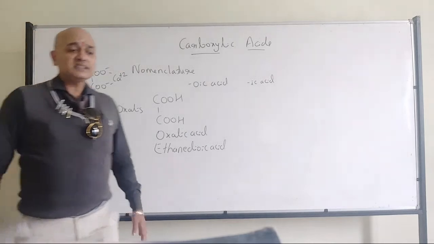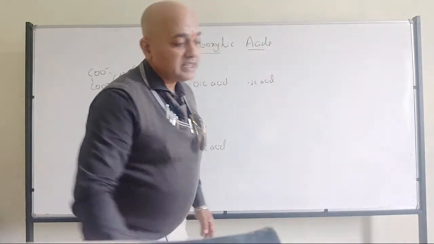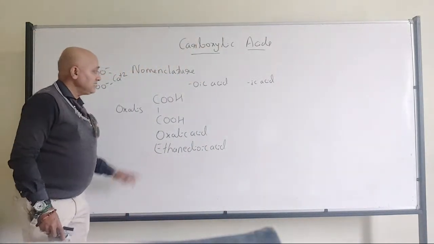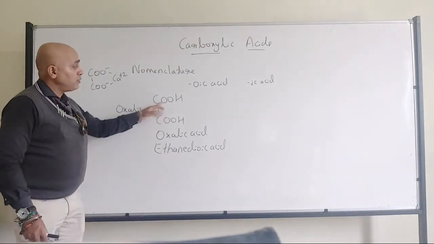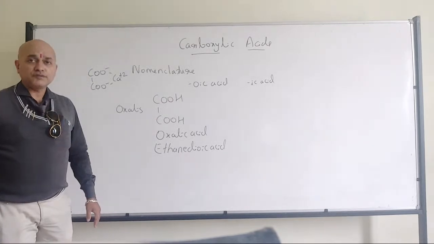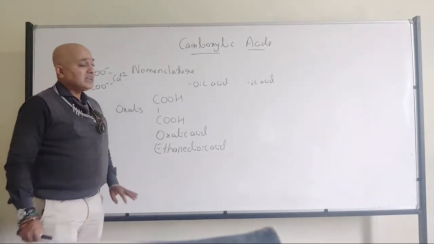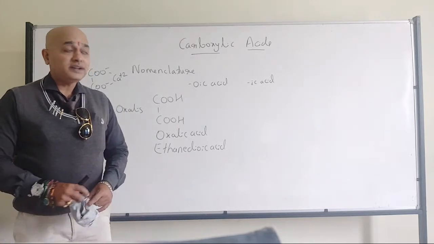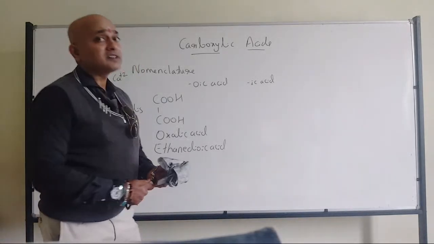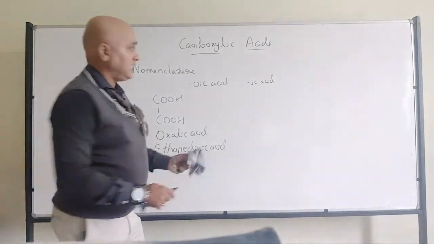So numbering is not required, I told, because it's understood that whatever these two carbons are in ethane, both of them are in the carboxyl form. Therefore, ethane dioic acid. So that's why we have the oxalic acid IUPAC name.